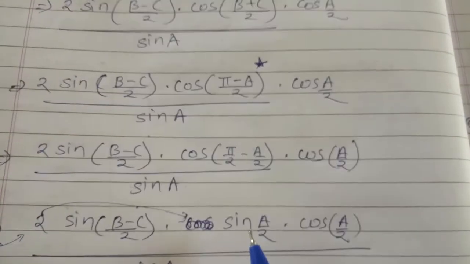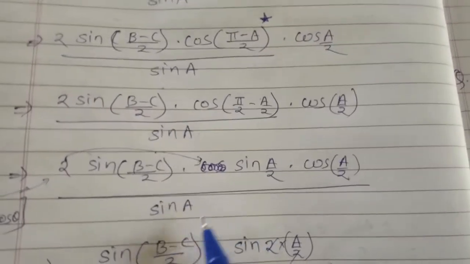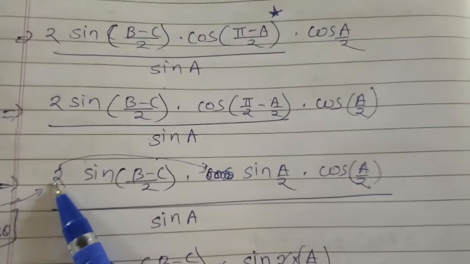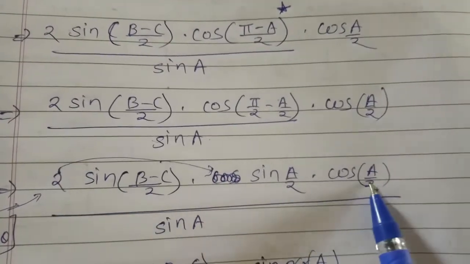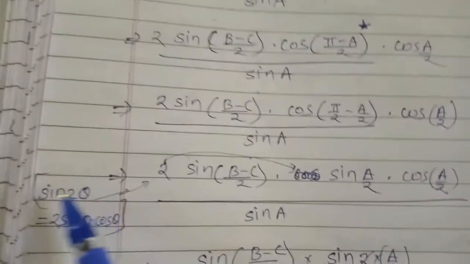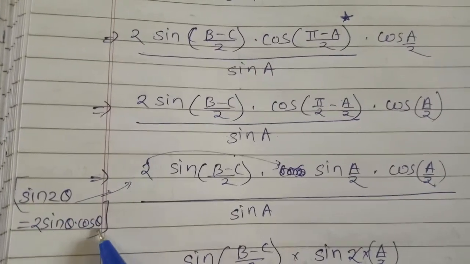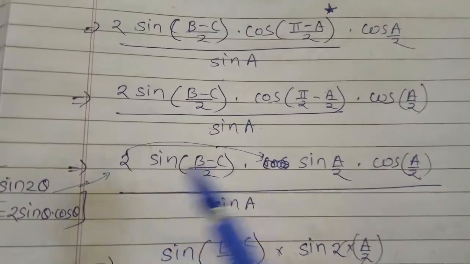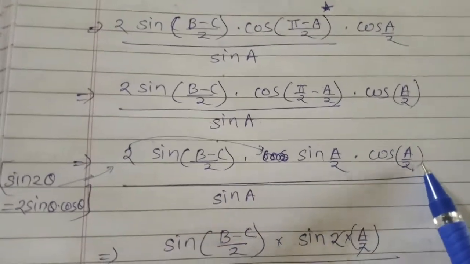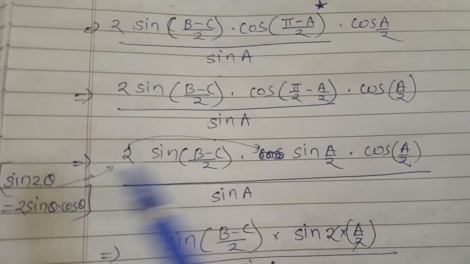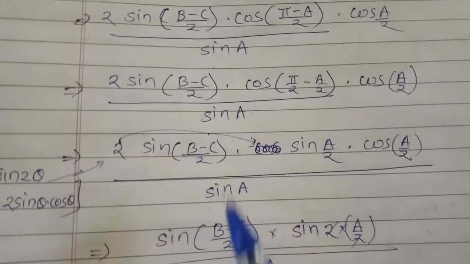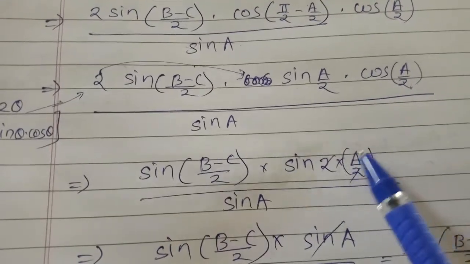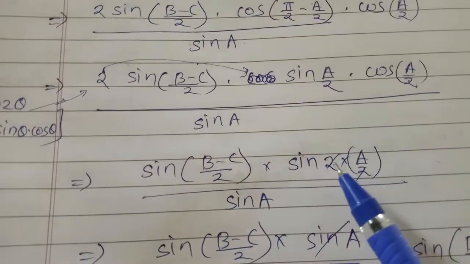This 2 we are going to shift here. So we will read it as 2 sin A by 2 into cos A by 2. And you know this formula, that is sin 2 theta is equals to 2 sin theta into cos theta. So it looks like this one. So instead of writing this 2 sin A by 2 into cos A by 2, we write sin 2 into theta, that is A by 2. So this will remain as it is here, sin (B minus C) upon 2 into sin 2 theta. Here what is theta? A by 2. So 2 into A by 2.